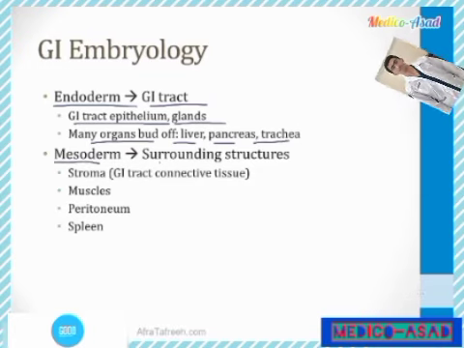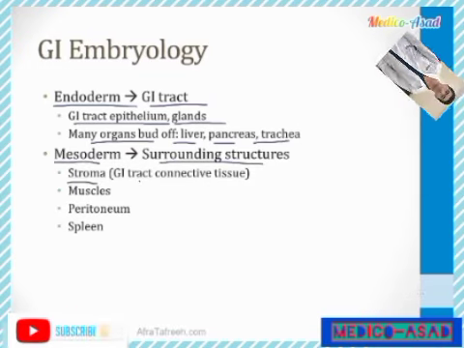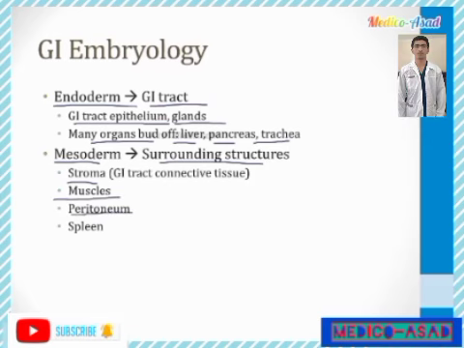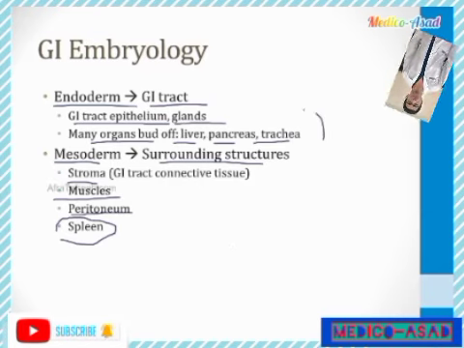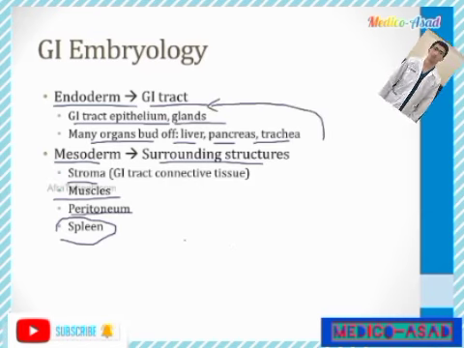The mesoderm forms the surrounding structures, things like the stroma, the GI tract connective tissues, muscles, peritoneum. And then the spleen is a special organ in the abdomen because it comes from mesoderm. We'll talk about this later. Most of the abdominal organs come from endoderm. The spleen is unique in that it comes from mesoderm.